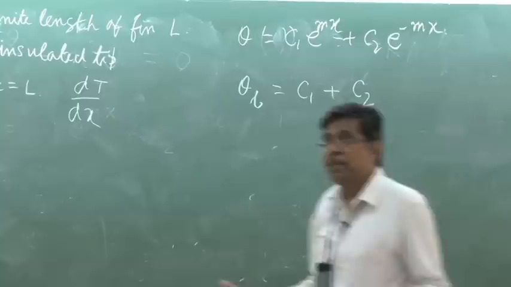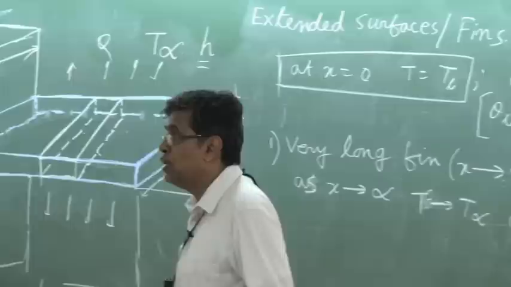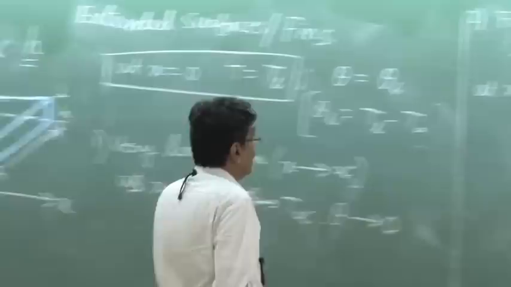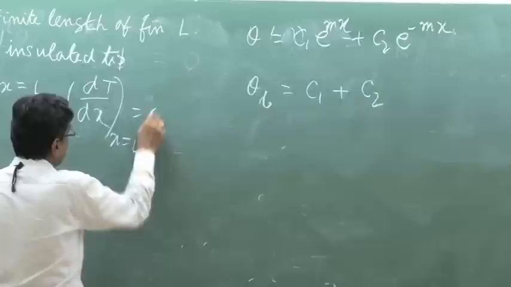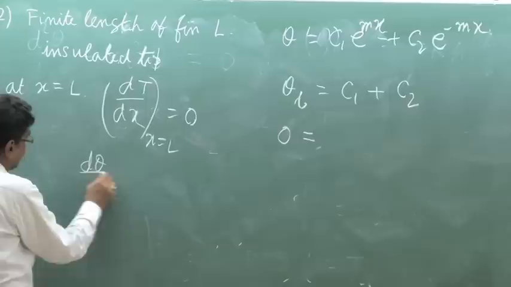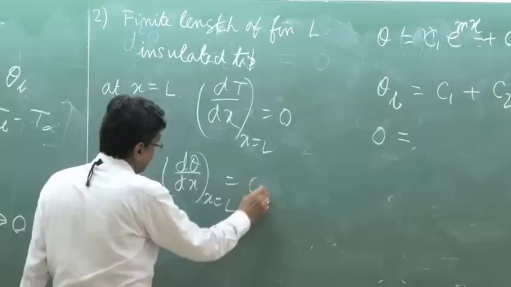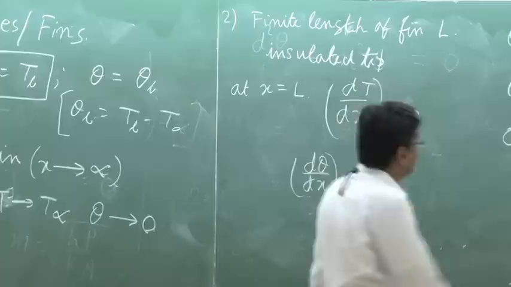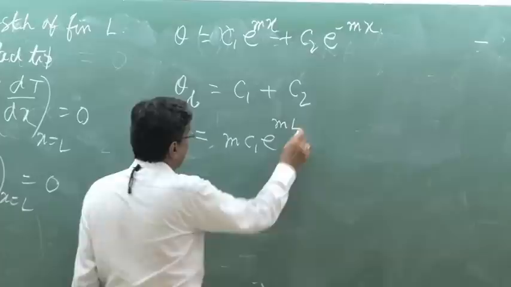Means minus k dT dx is 0. That means dT dx is 0. That means dT dx at x is equal to L is 0. What is that? That means d theta dx is 0. Same thing, because theta is T minus T infinity. 0 is m C1 e to the power mL minus m C2 e to the power minus mL.